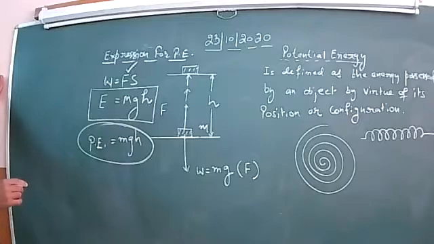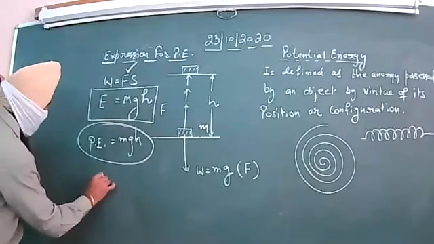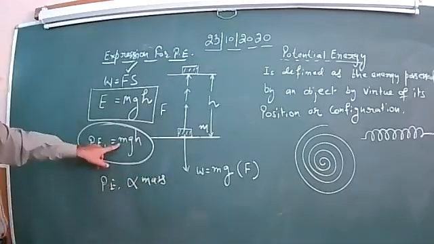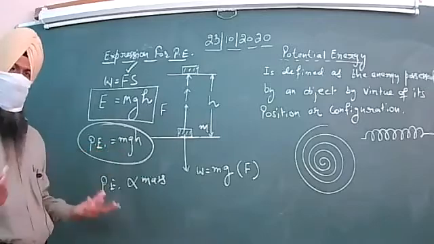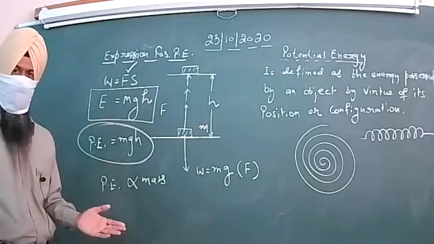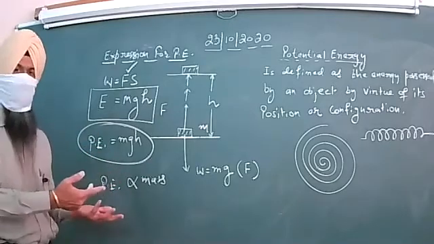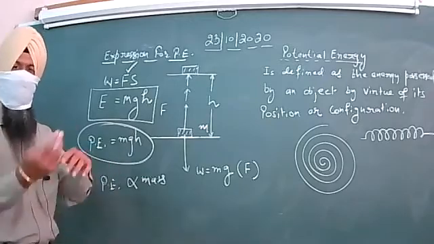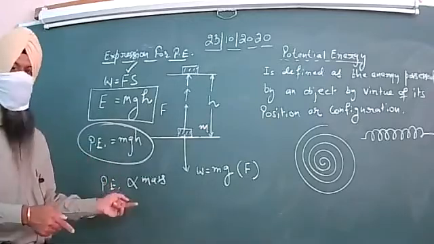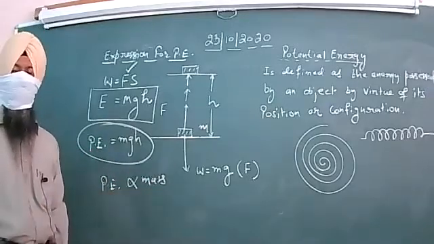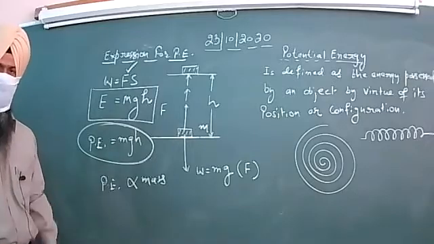Beta, watch very carefully, focus, concentrate. Potential energy is directly dependent upon the mass of the object. If the mass of the object is large, large will be the potential energy. If the mass of the object is less, potential energy will become less. So as the mass increases or decreases, accordingly the potential energy increases or decreases. So there is a direct linear dependence between the potential energy and the mass of the object.